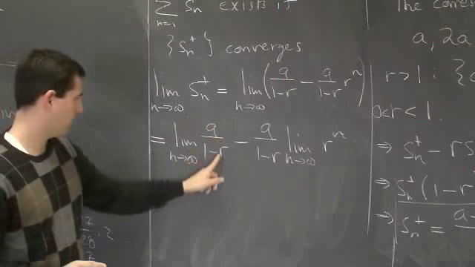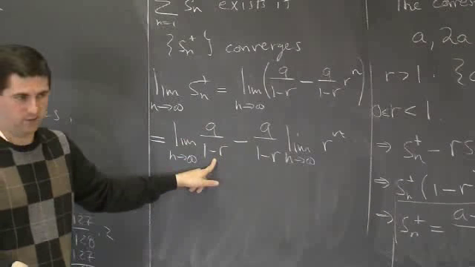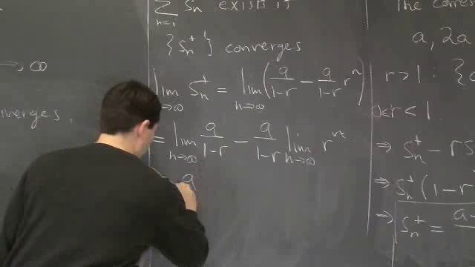Now, the first limit is silly. It's a constant sequence. It doesn't change. The limit is just what it is: A over 1 minus r.